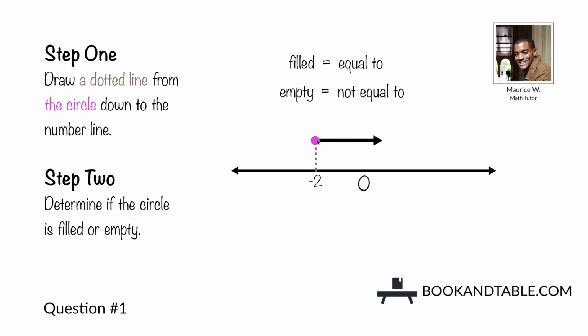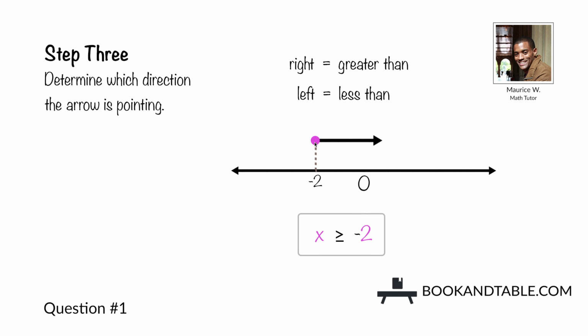So step 1, we go to this circle and we draw a dotted line from the circle down to the number line. This helps us establish a value of -2 for the smallest point. Step 2, we want to determine if the circle is filled or empty, and we see that we are provided with a filled circle. And then step 3, determine which direction the arrow is pointing.